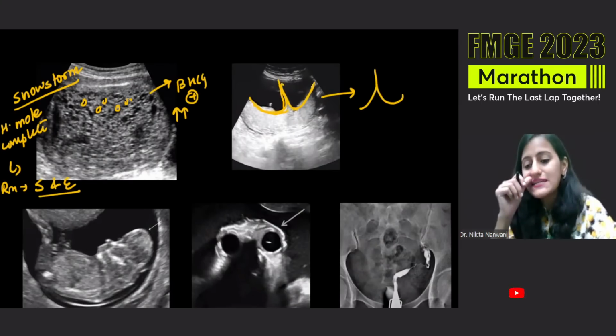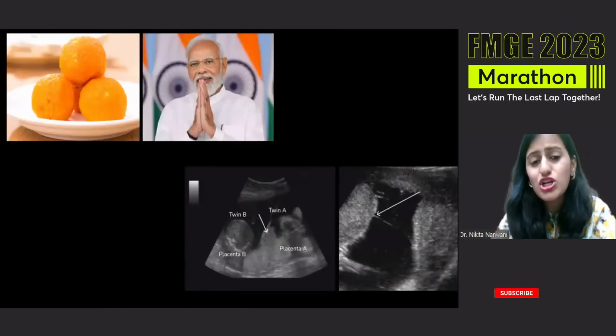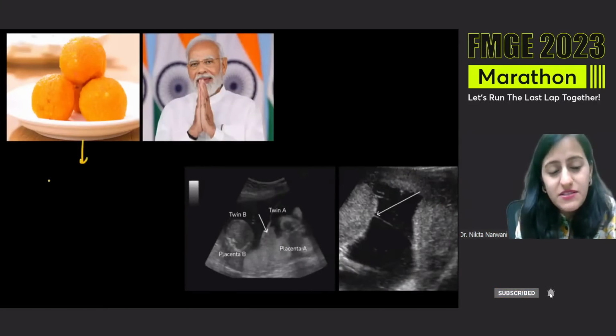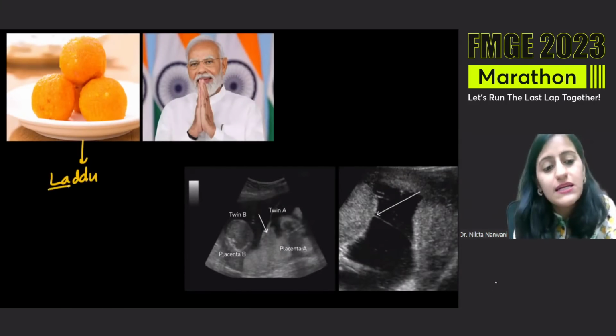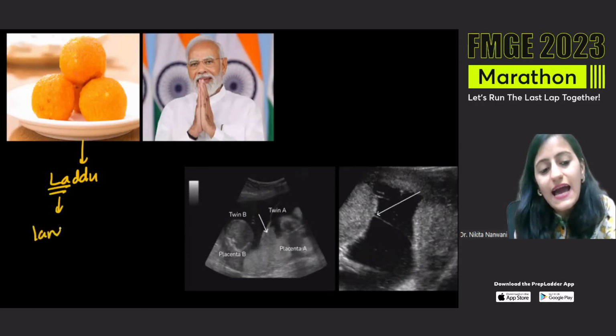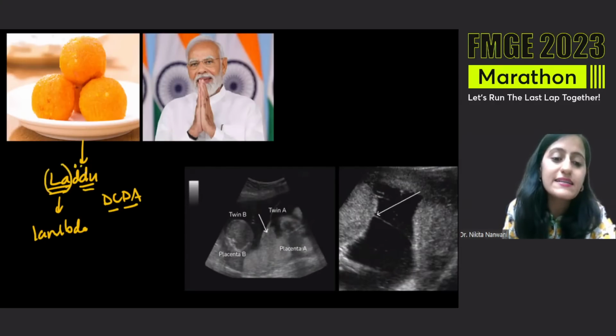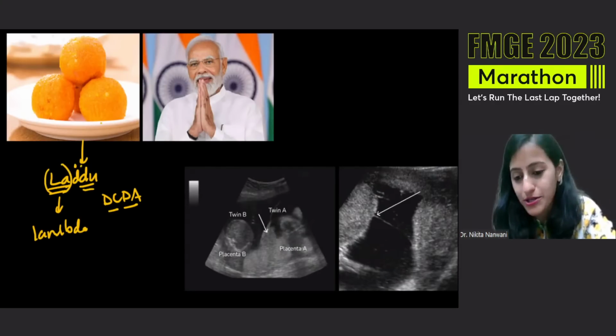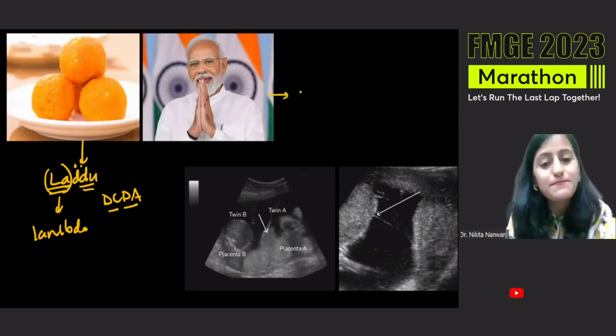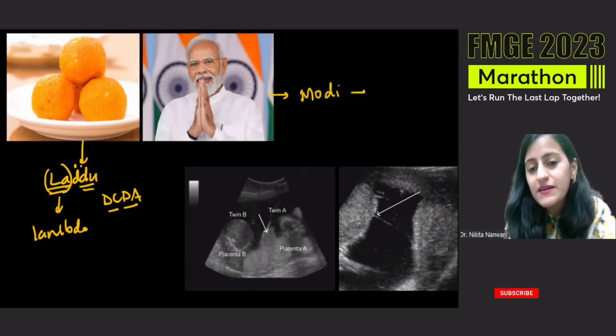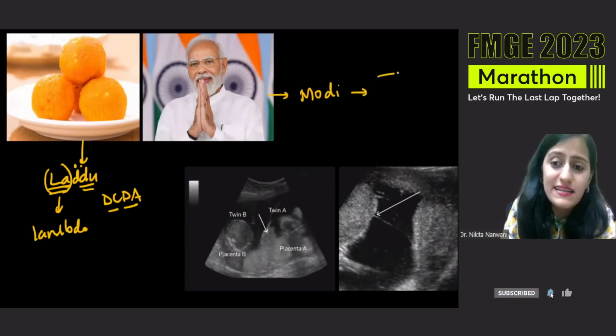So where do you see the lambda sign? So look at this one. What is the first image showing? Laddu, right? So what is Laddu telling you? Laddu is telling you that lambda sign is seen in DD, that is dichorionic, diamniotic. So Laddu is lambda sign is dichorionic, diamniotic. Okay. Next one is our respected Prime Minister Modi ji, who's the most famous chai wala in the country.